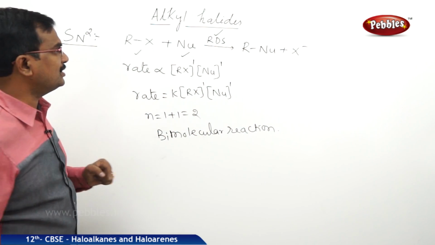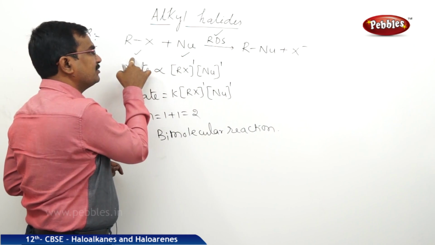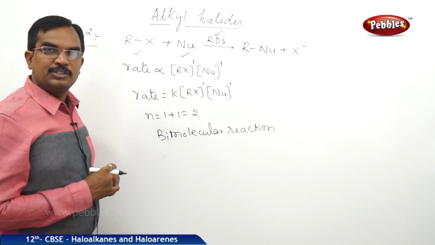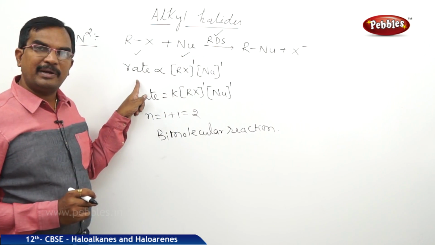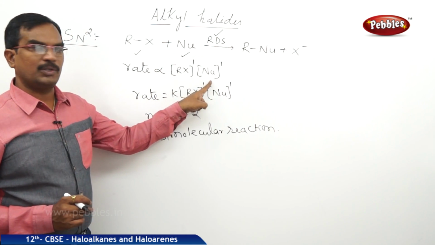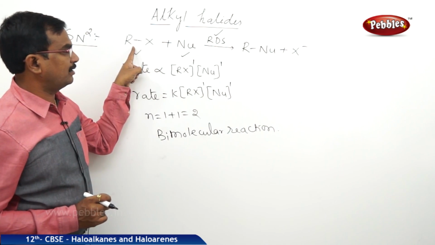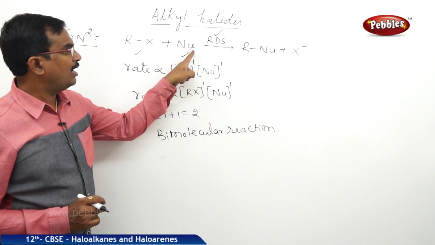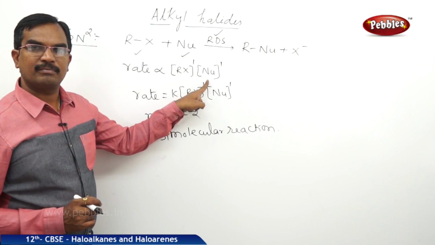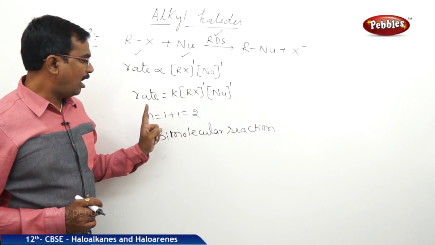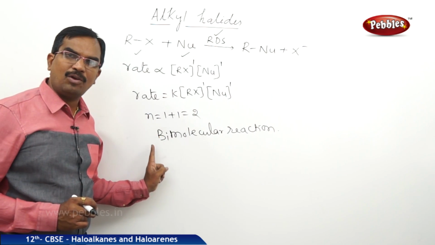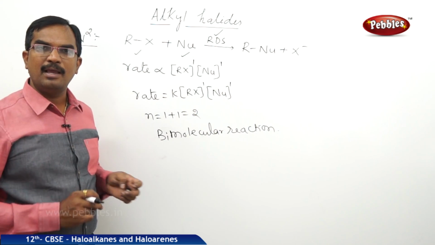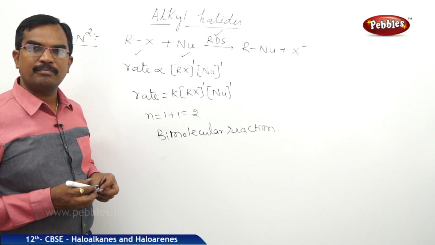Bimolecular reaction, because in the rate determining step, how many species do we have? Here two species. So definitely the rate of the reaction depends on both the concentration terms. One is the substrate, that is the alkyl halide, the other is the attacking nucleophile. That's why the order is 2 as well as the molecularity also equal to 2. That's why it is a bimolecular reaction.